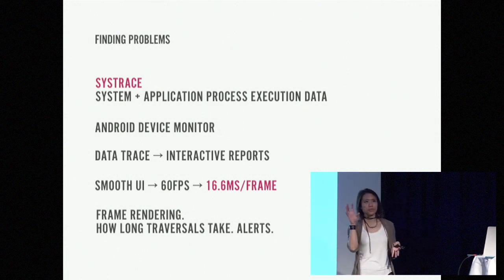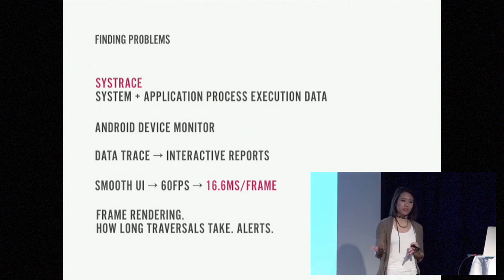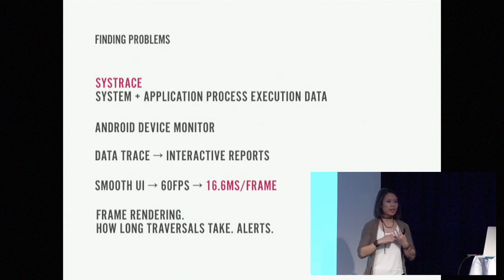So a smooth UI we consider to run at 60 frames per second, which means that each frame has to run in about 16.6 milliseconds. Now, what happens when your measure and layout start doing too much stuff and taking too long is that it will take longer than that 16.6 milliseconds to render the frame. So if it takes way too long, that frame gets dropped. If it takes somewhat longer, then it'll get delayed, and that's where that jank, that stuttering, comes from.